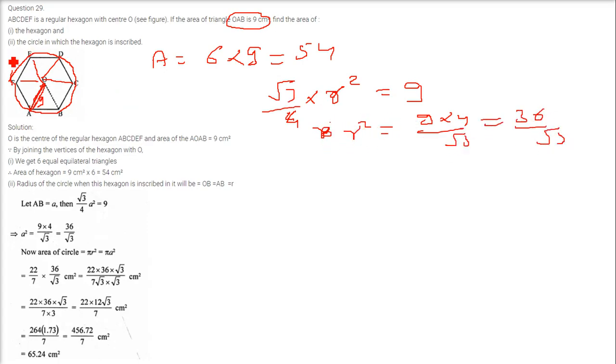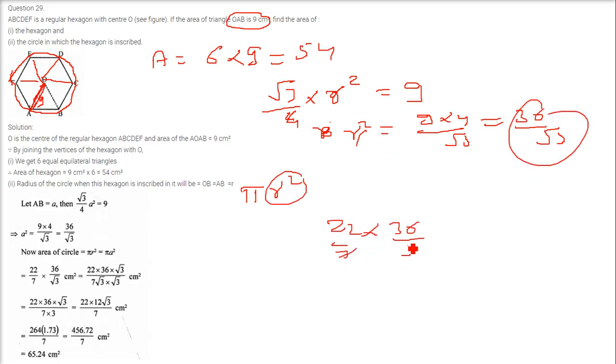R square we know, but we have to find out the area of the circle, which is pi r square, and r and a are both same. So in this r square we can put this one. So 22 by 7 into 36 by √3. If you take value of √3, that is 1.732, you get 65.24 centimeters squared. This is the answer.